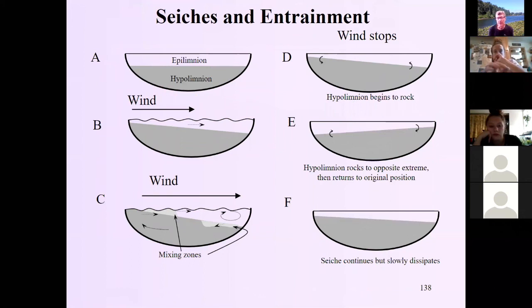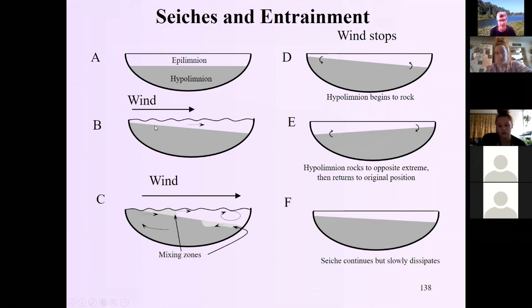And then the other thing that can happen with this is seiches can form, and it can cause entrainment or some mixing of the hypolimnion with the epilimnion. So in this case, in A, we have an epilimnion and a hypolimnion in a calm lake. In B, we have a sustained wind, and this could be going over days, and it pushes the epilimnion over to the far shore. The hypolimnion has to come up to make up for that. So it causes this wedge to form.